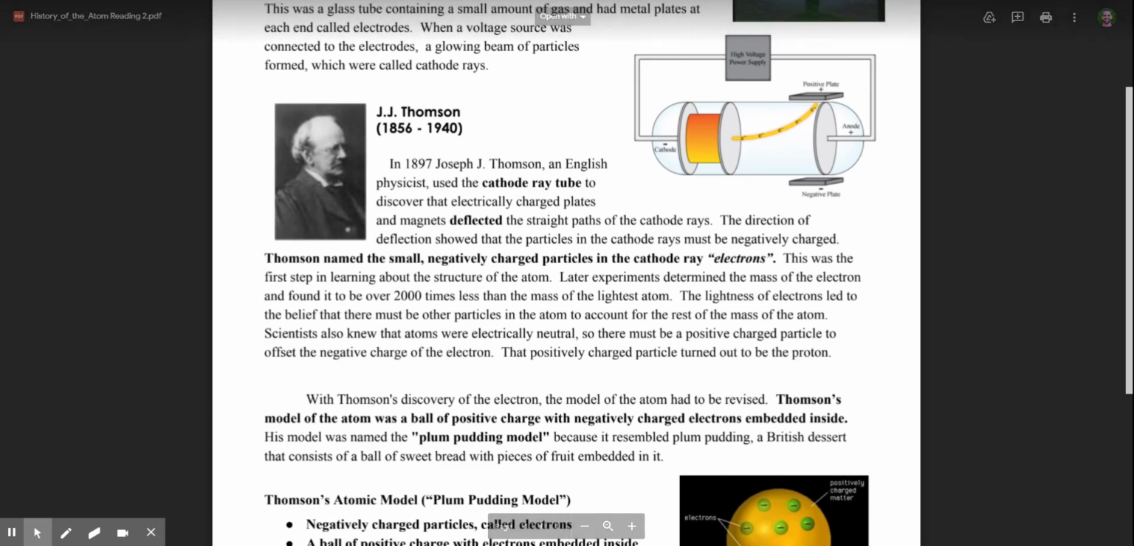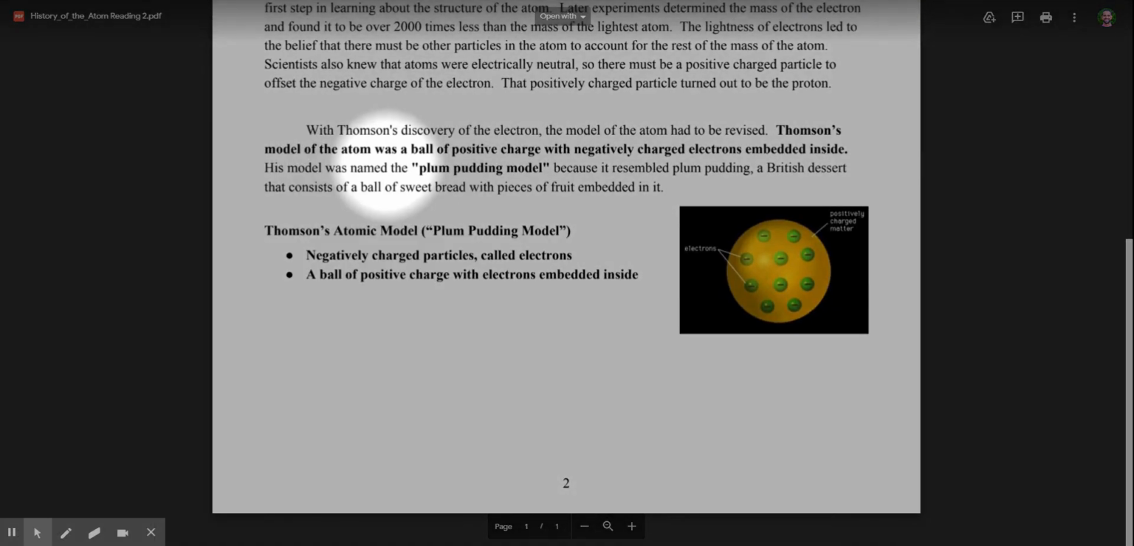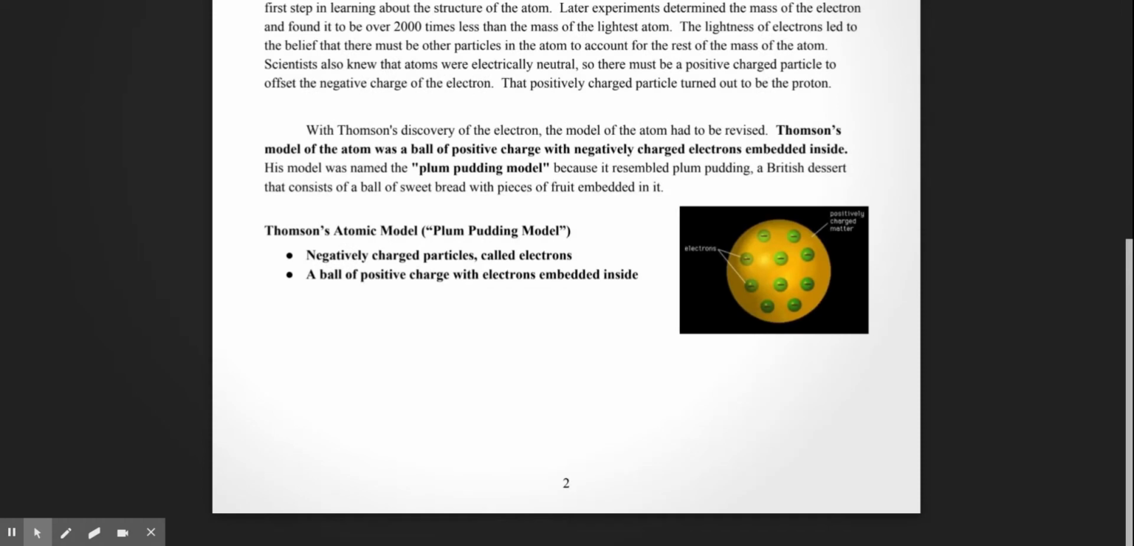Scientists also knew that atoms were electrically neutral, so there must be a positively charged particle to offset the negative charge of the electron. That positively charged particle turned out to be the proton. With Thomson's discovery of the electron, the model of the atom had to be revised.